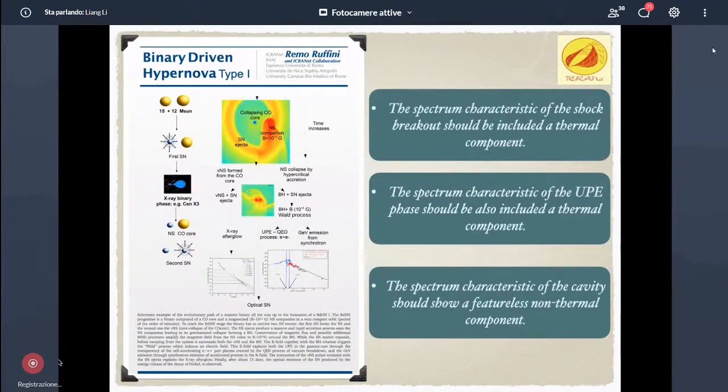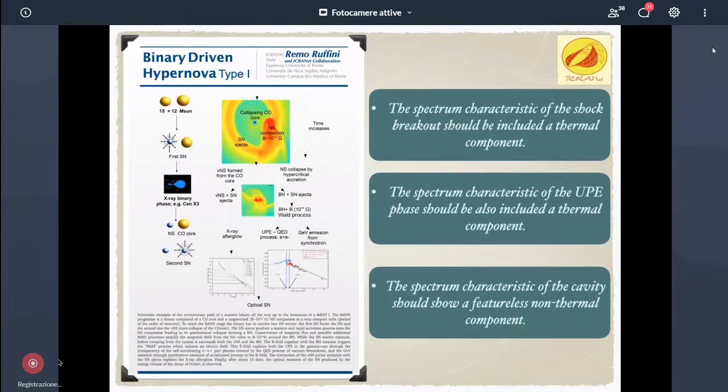The second process is the ultra-relativistic prompt emission, which we call the UPE phase, which is produced by the black hole in a strong magnetic field. Vacuum polarization produces high density electron-positron pairs, so a blackbody thermal component should also be detected in this process. And the last process is the cavity located on the back of the black hole. This process can be described by a non-thermal synchrotron component, and the spectra can be well fitted by an empirical Band or cutoff power-law function.